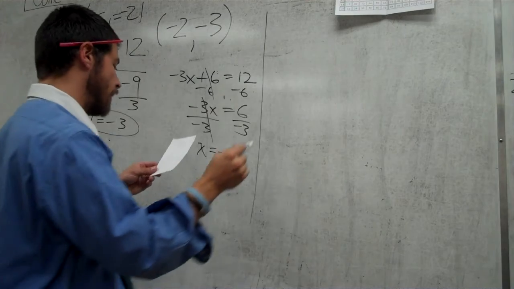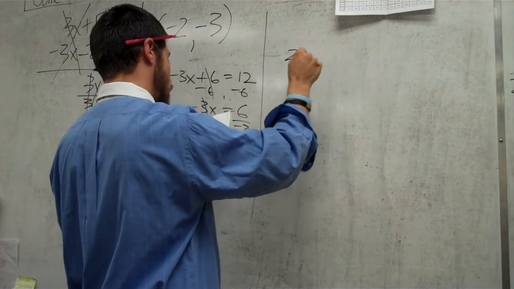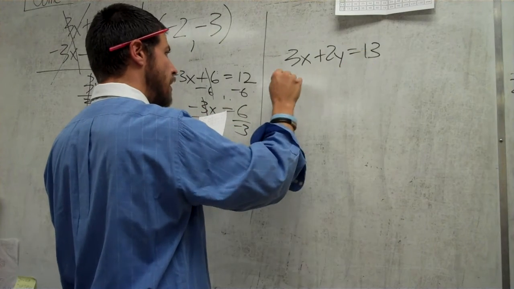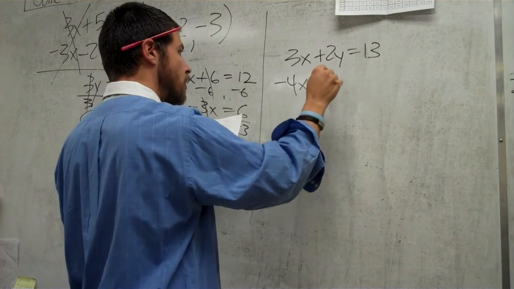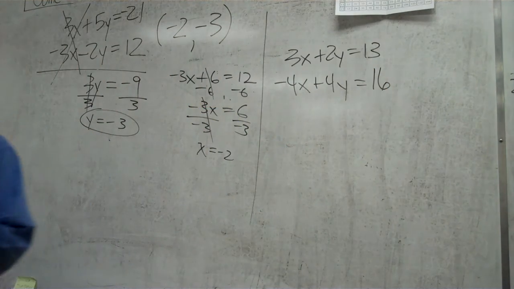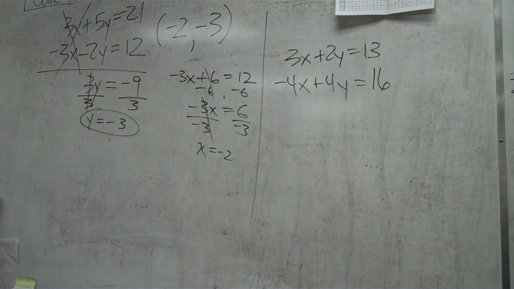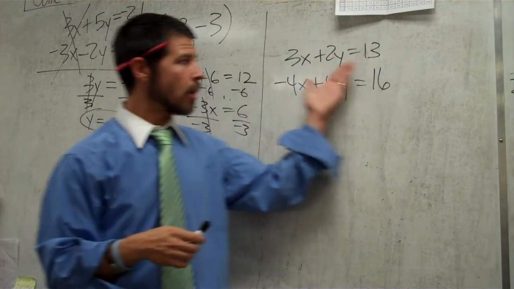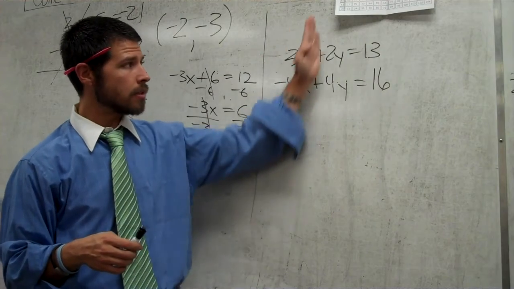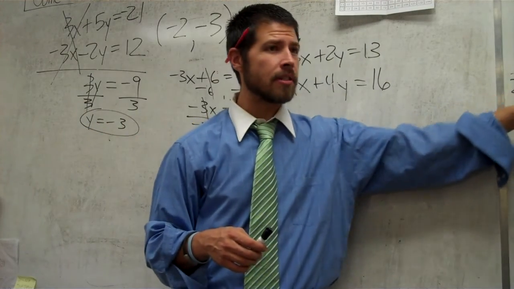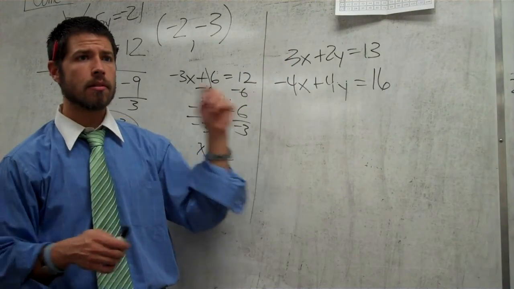Let's eliminate this one. You ready? 3x plus 2y equals 13, and negative 4x plus 4y equals 16. Are my variables all lined up? X's, y's, and constants? Yep.